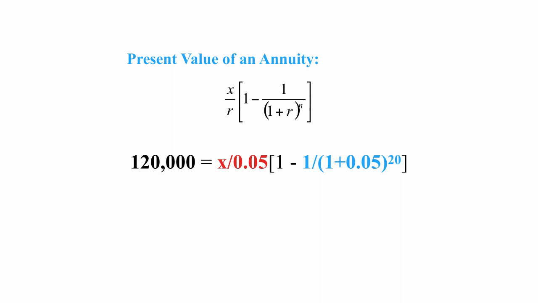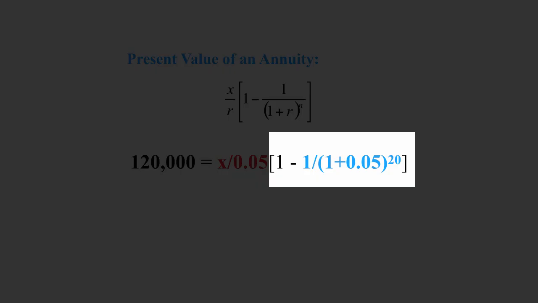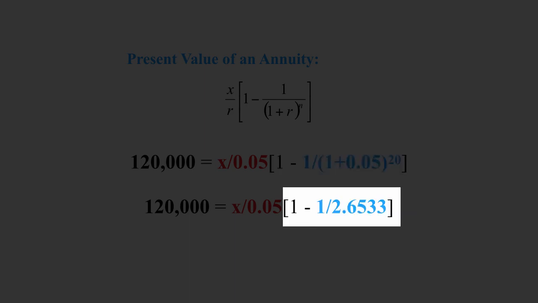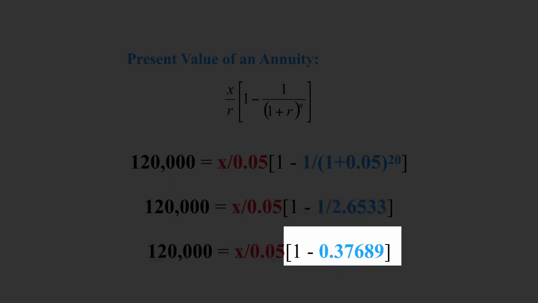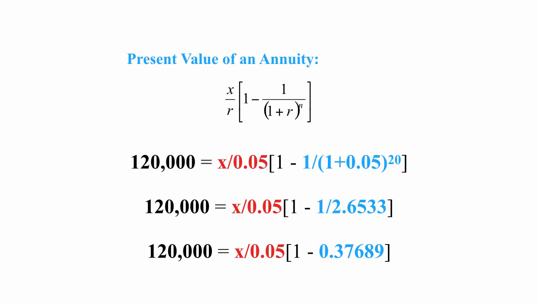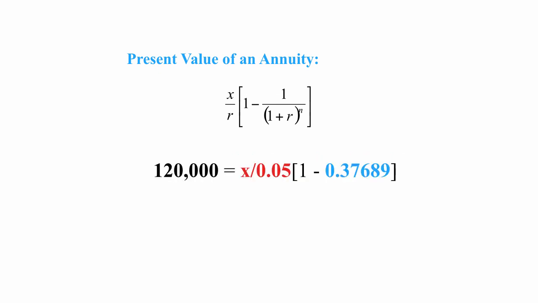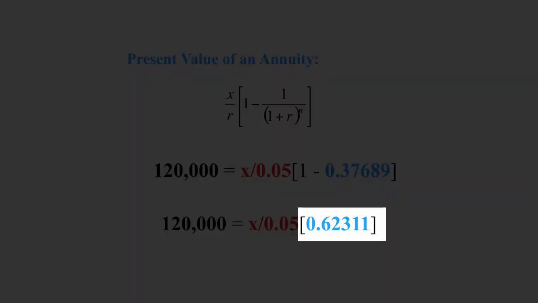So let's concentrate on what's in the square brackets first. We have 1 divided by 1 plus 0.05 to the power of 20. Let's add the 1 and the 0.05 together and then raise that to the power of 20. We get 2.6533. We divide that into 1 and we get 0.37689. Then we can subtract it from 1. 1 minus 0.37689 is going to give us 0.62311.